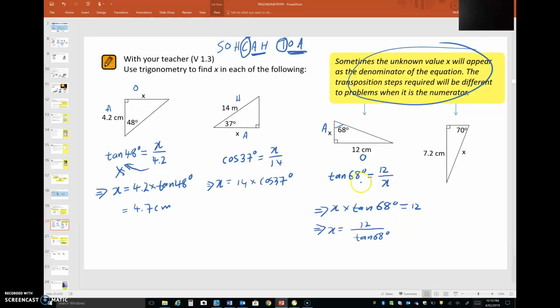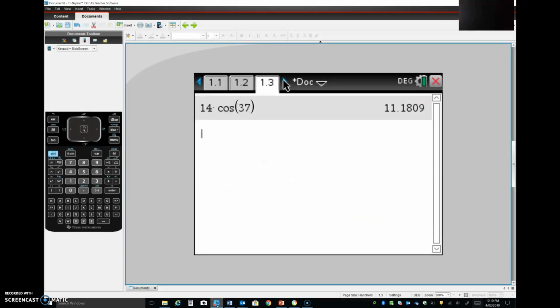Now, this manipulation is going to be exactly the same every single time we get one of these where the number's on top. So my saying is, if the number's on top, put it on top. You can just take this number and bang it on top on the other side each and every time. And you'll see this last one will work in a really similar fashion. Try putting this one into the calculator. You're going to do 12 divided by tan of 68. And you should get that number there.